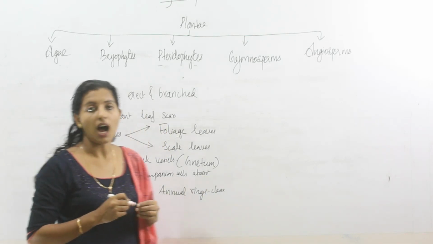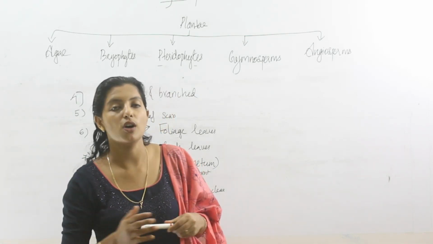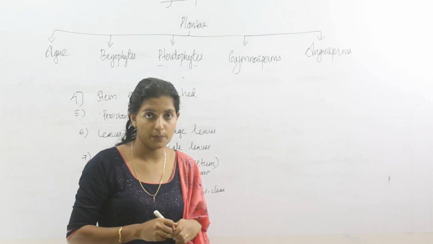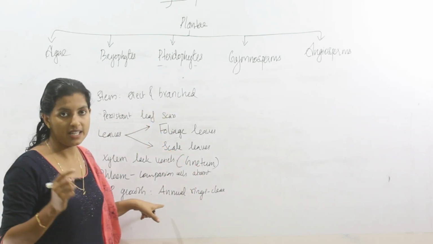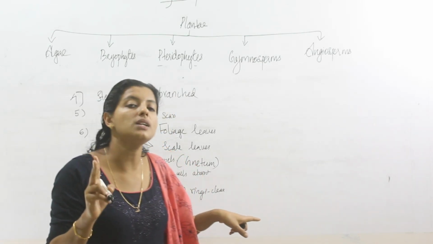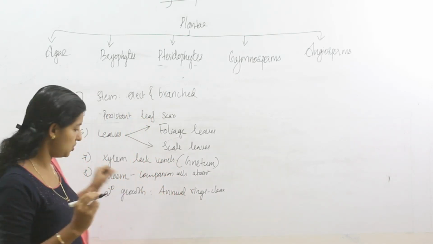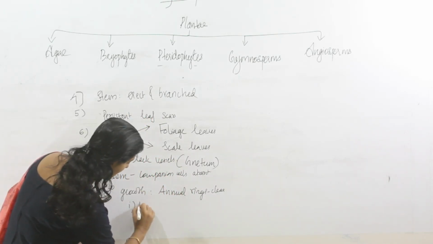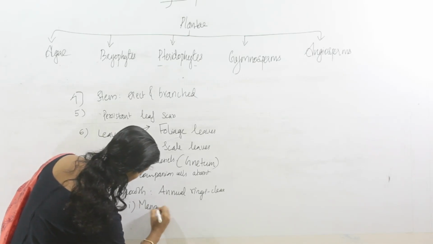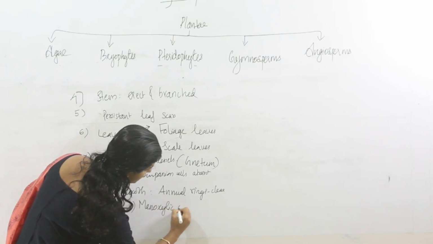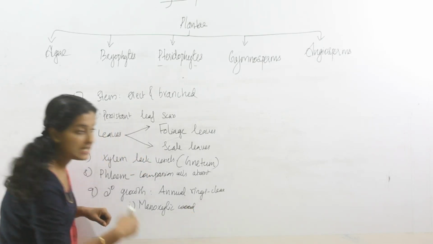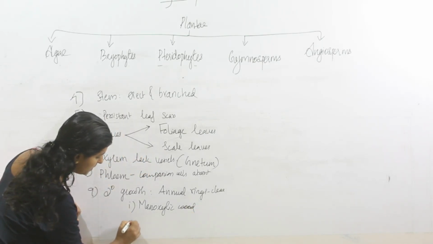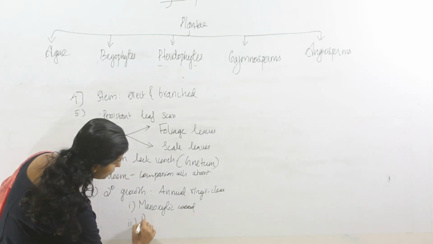After secondary thickening, what forms? The xylem forms wood. In different genera of gymnosperms, two types of wood are present. The first type is monoxylic wood. And the second type of wood present in gymnosperms is pycnoxylic wood.